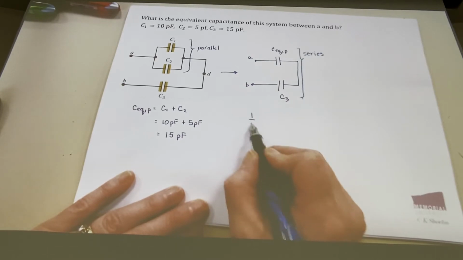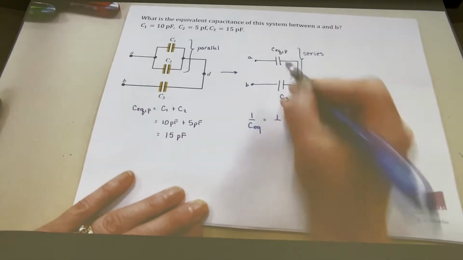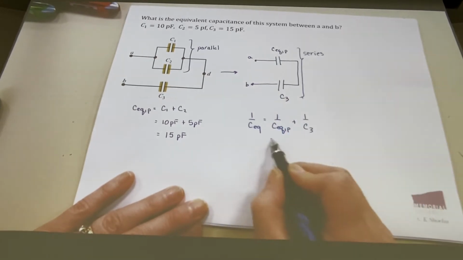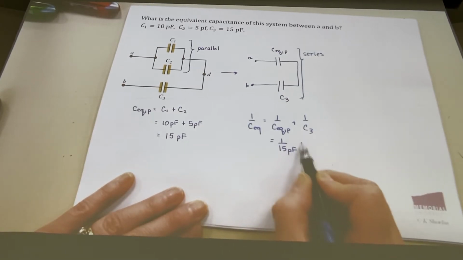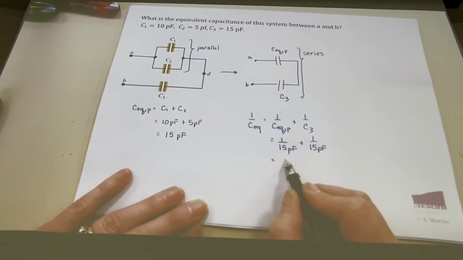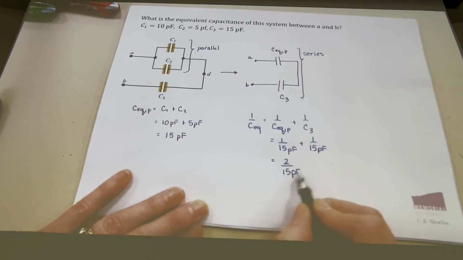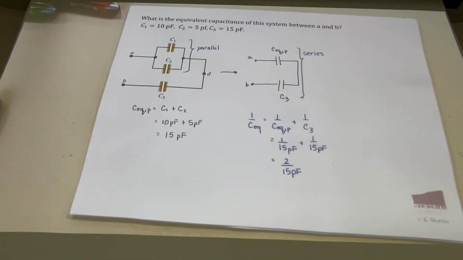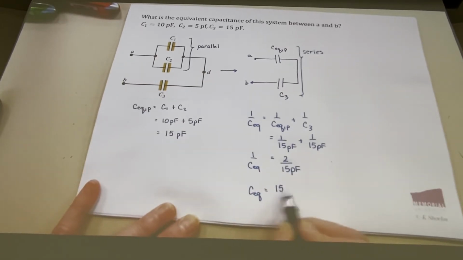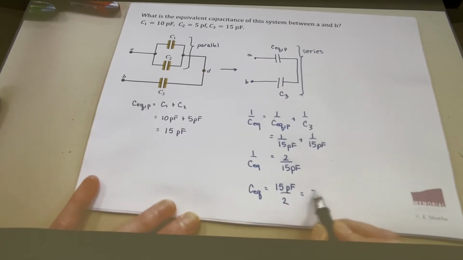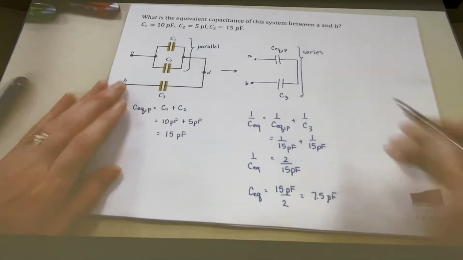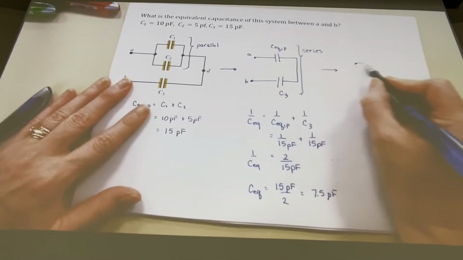For our equivalent series combination, 1 over C equivalent is 1 over this one, C equivalent parallel, plus 1 over this one, C3. 1 over 15 plus 1 over 15. At this point, you're either going to go fractions or calculator. I'm more of a fractions than a calculator, so 2 over 15. And to find our C equivalent, we have to take the inverse of both sides, so 15 over 2, or 7.5 picofarads. Then to finish our problem, we draw that very last step with the 2 in series taken out and our equivalent put in.